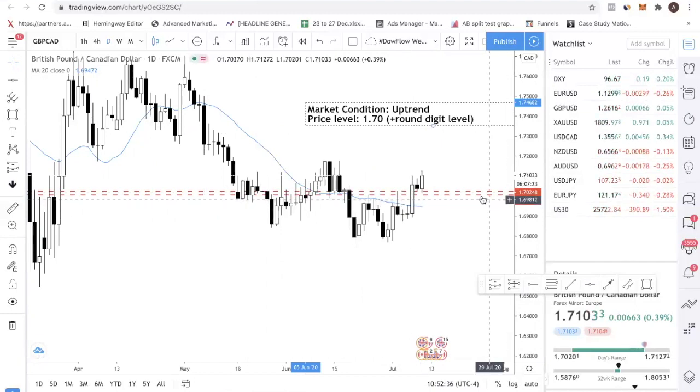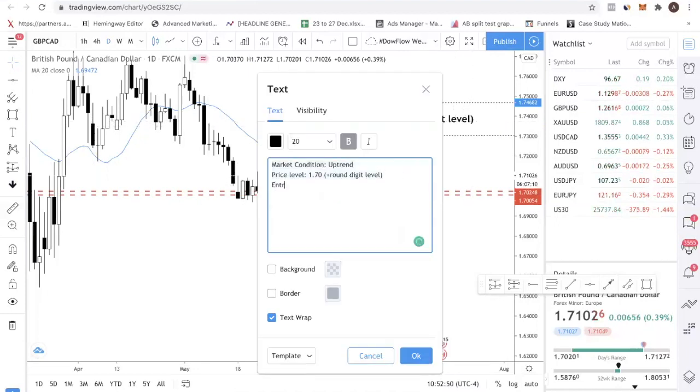Means you round it off, or plus minus. So this level here is 1.70, right? And it's a psychological number, so this is a strong level. Price broke above, closed back below. So the last one is entry.